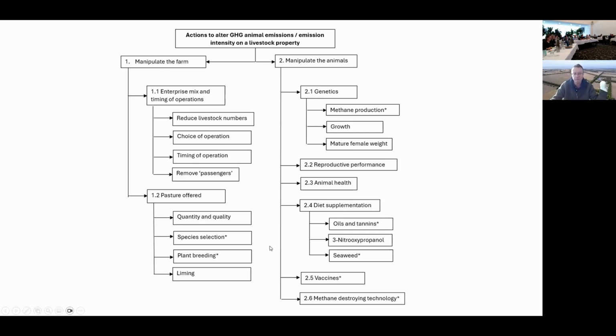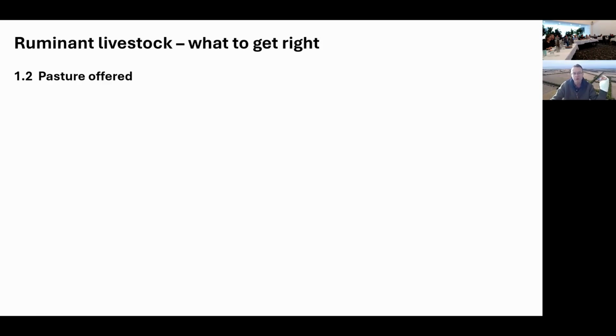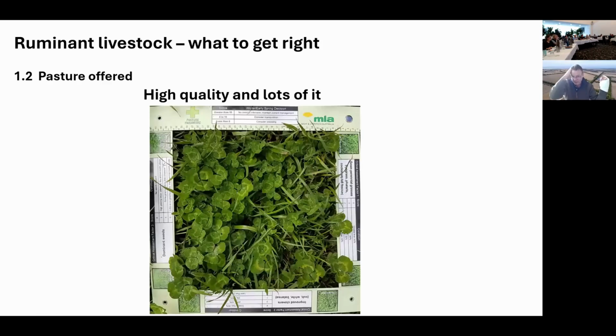If we go down to 1.2, which is the pasture that's being offered, the first one is that you will find that if you've got high quality pasture and lots of it, your animals will grow faster, things being equal, which means that your weights and your turn off can be quicker, which will lower your emissions and your emissions intensity. Or your animals will grow faster, which will not necessarily lower your emissions, but certainly will have a positive impact on your emissions intensity. So growing lots of high quality feed is a super important one.